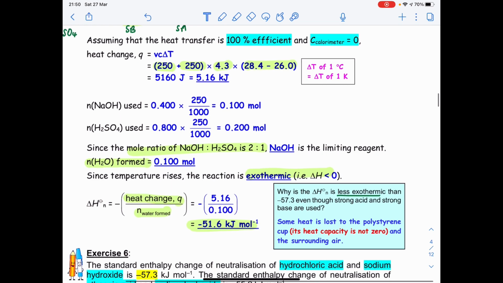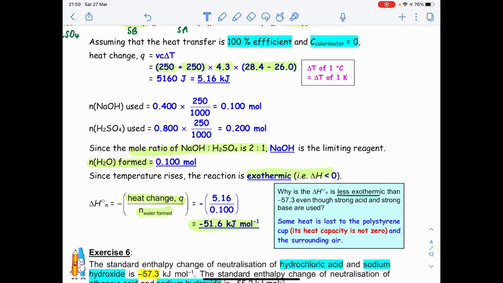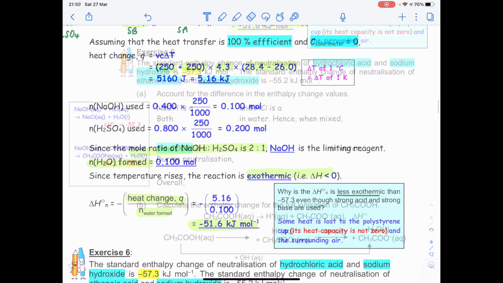Some heat is lost to the polystyrene cup, which means some heat is absorbed by the cup. The heat capacity of the cup is not 0. And some heat may be lost to the surrounding air, which means the system is not perfectly insulated from the surrounding air.